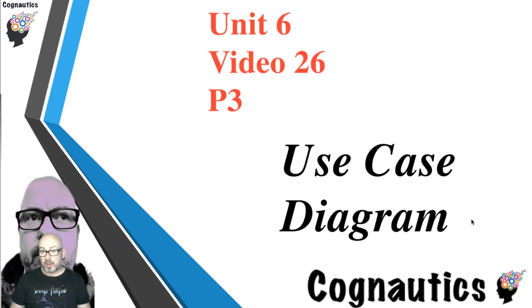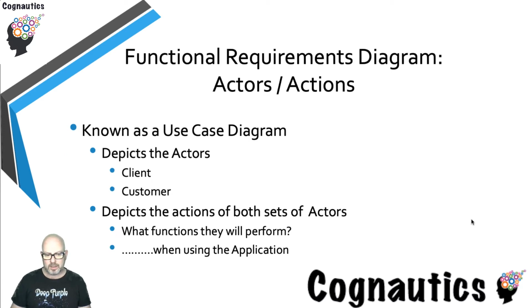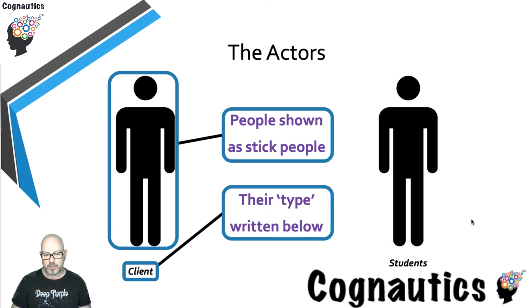Our first diagram is the use case diagram. I think it's a fairly straightforward diagram to produce. It shows the functions of the apps, and it shows what the client and what the customer will do, or in your case, Justin and the students. So it depicts the actors, the entities, and it depicts what they do. So let's look at how you'll go about building your use case diagram.